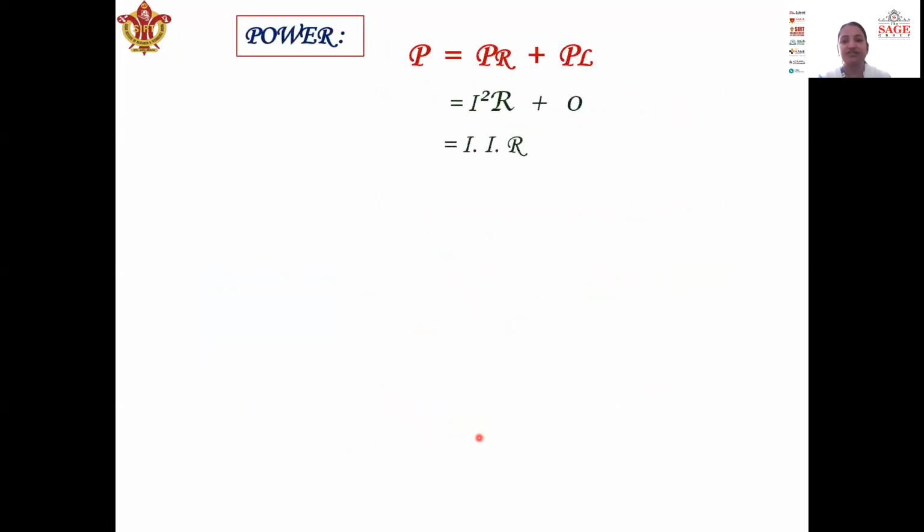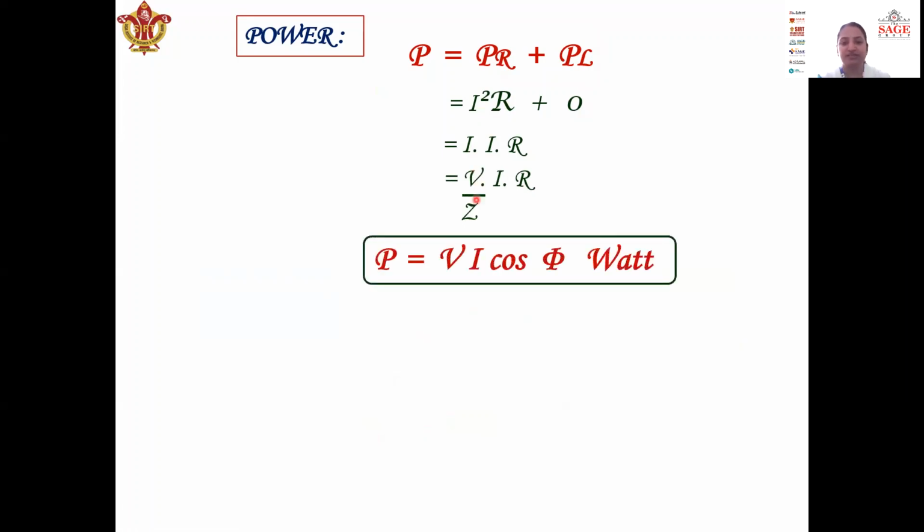As far as power calculations are concerned, we know that power across the RL series circuit would be power across resistance plus power across inductance. We already know that power across the inductive circuit is 0 and power across the resistive circuit is I square R. So we are left with I square R only, or it could be written as V by Z into I into R, or VI cos phi. We know that R by Z is cos phi, that is the power factor. So power P is equal to VI cos phi, and it is in watts.